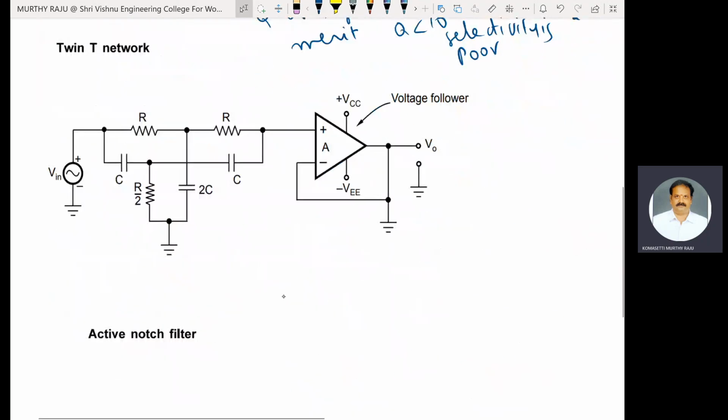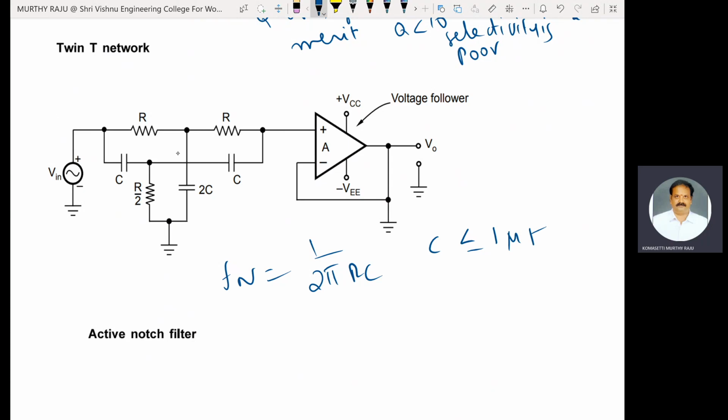Coming to the active twin-T network, or active notch filter. To design a notch filter to eliminate the specific notch frequency Fn, choose the capacitor C less than or equal to 1 microfarad. Therefore, Fn is equal to 1 by 2 pi RC.